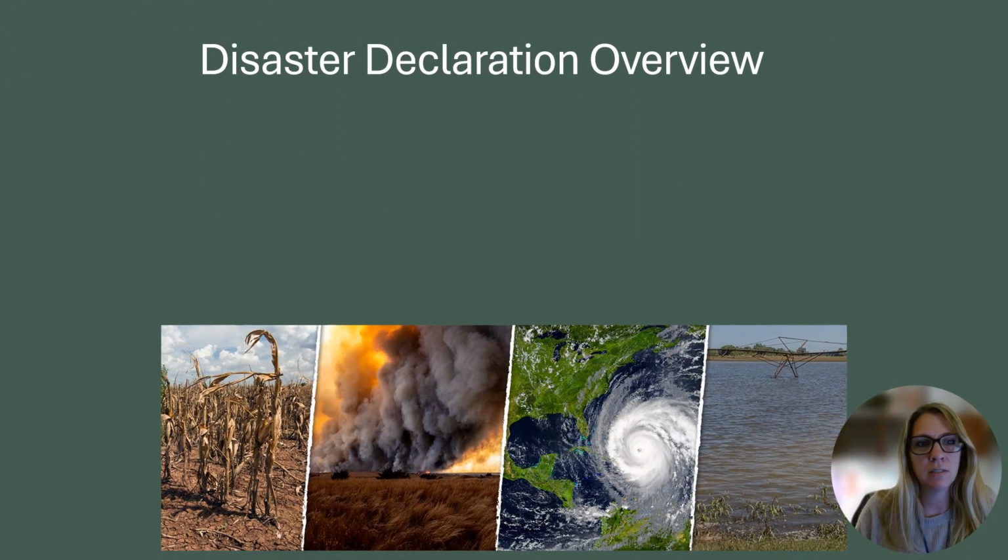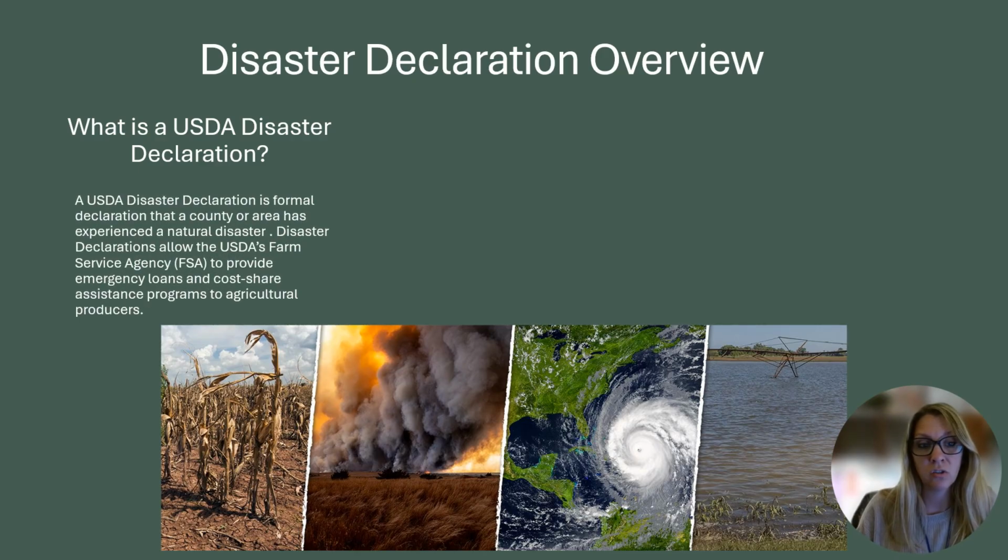First, I'd like to give a little disaster declaration overview. What is a USDA disaster declaration? Well, a USDA disaster declaration is a formal declaration that a county or area has experienced a natural disaster. The purpose of a disaster declaration is that it allows the USDA's Farm Service Agency, or FSA, to provide emergency loans and cost share assistance programs to agricultural producers.